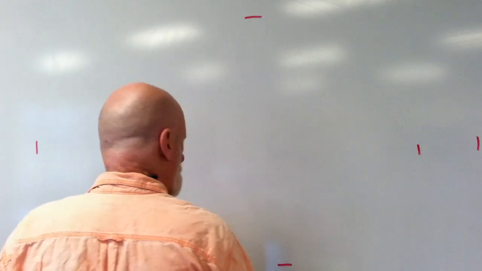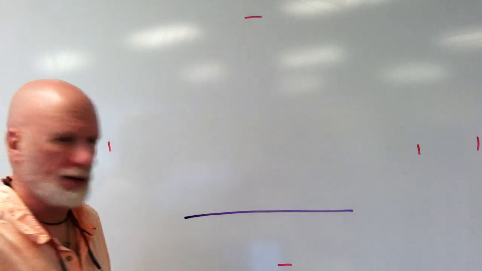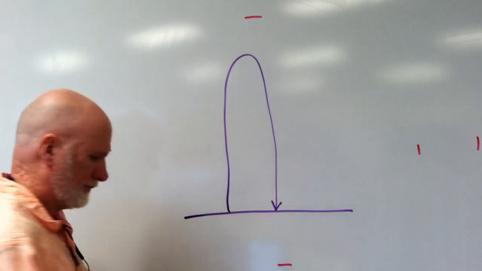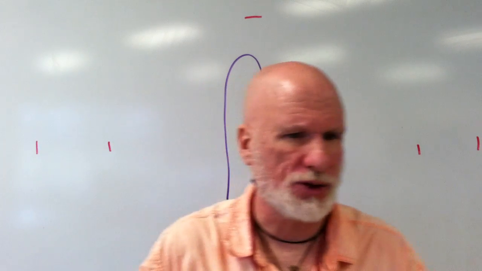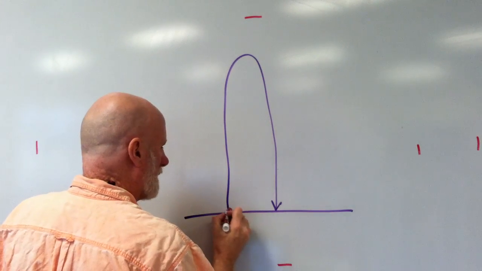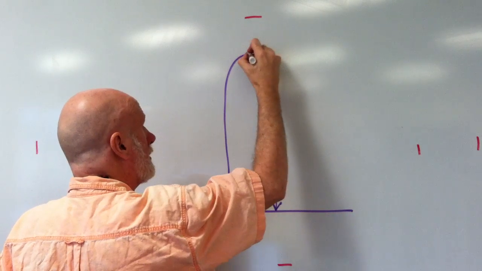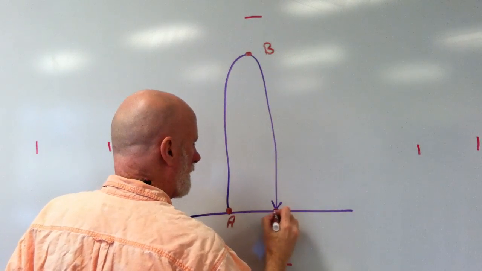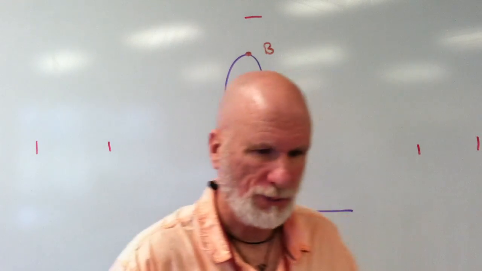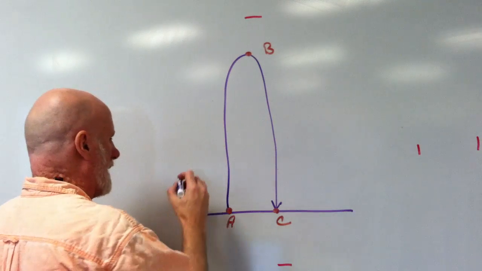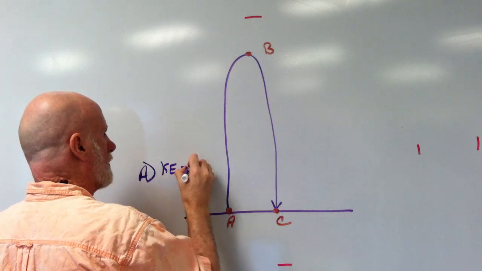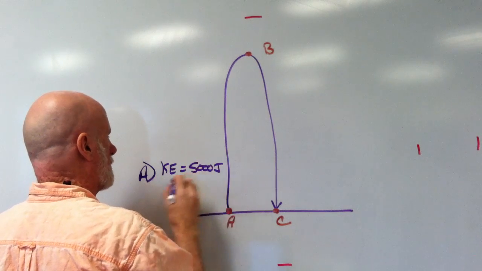So let's draw a rocket going up, okay? Now, I'll just put some numbers for kinetic and potential energy. I'm going to put 3 places here. I'm going to put point A, point B, point C, okay? Just 3 points. Now, at this point, I'll say at A, the kinetic energy equals 5,000 joules.